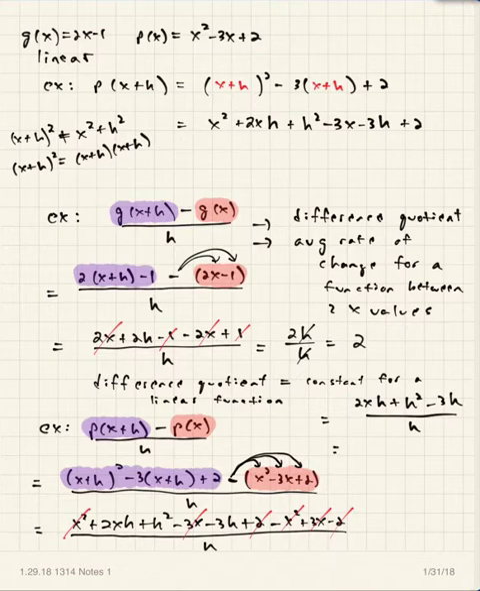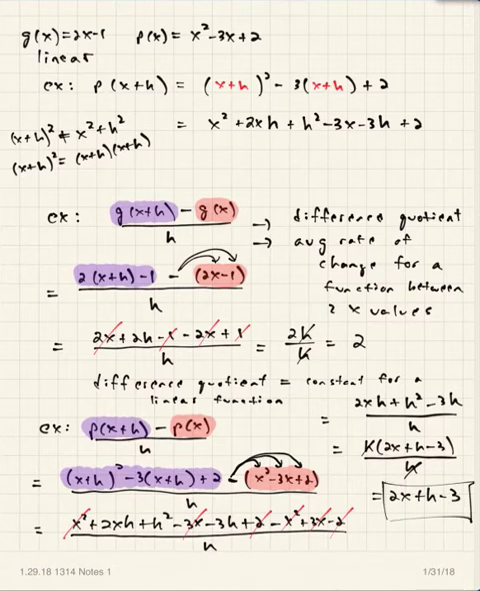And then you go ahead and you could factor out the h out of the numerator. Right? There's my common factor of h. There's my h in the denominator. Those cancel out. And you're left with 2x plus h minus 3. Notice you're not left with a constant for this difference quotient. Right? For quadratics, you'll never have a constant answer. For linear functions, you have a constant answer. For quadratics, the difference quotient will never be constant.